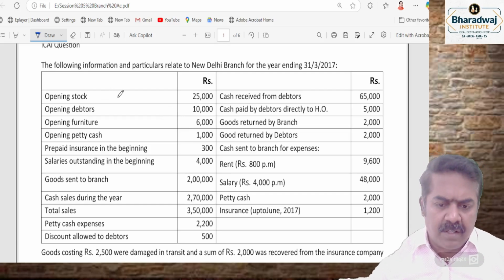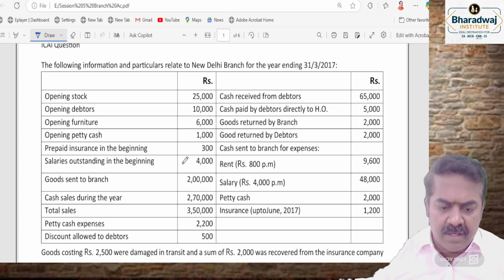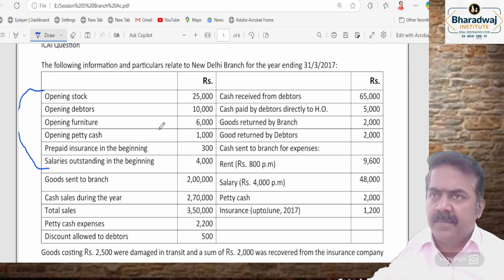What is the opening stock? 25,000. Debtors 10,000. Furniture 6,000. Opening petty cash 1,000 available. Prepaid insurance at the beginning of the year 300 is given. Salaries outstanding at the beginning of the year. All these are opening balances of assets and liabilities.